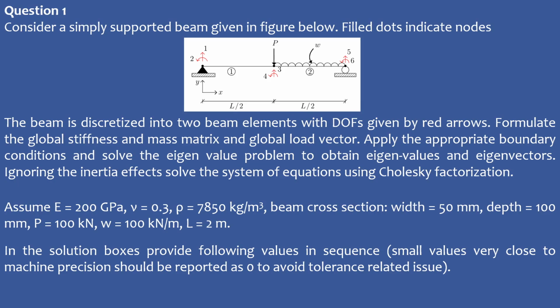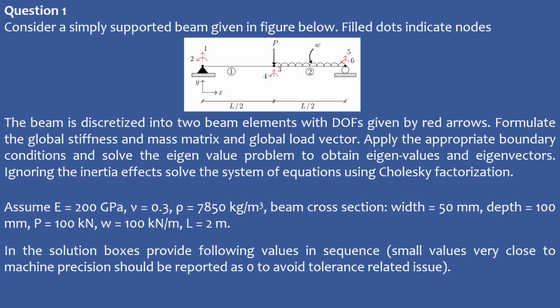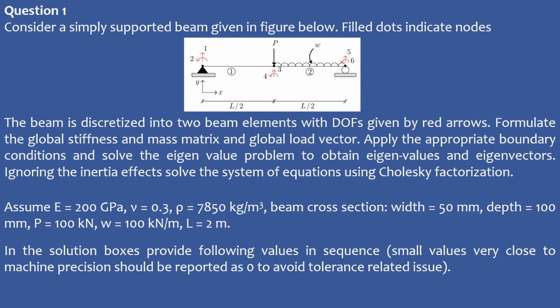As shown here, the beam has been discretized in two beam elements with degree of freedoms given by red arrows. You need to formulate the global stiffness matrix, the mass matrix, the global load vector, and then with the corresponding appropriate boundary conditions, you need to solve the eigenvalue problem to obtain the eigenvalue and the eigenvectors. Then you need to ignore the inertia effect to solve the system of equations using Cholesky factorization.